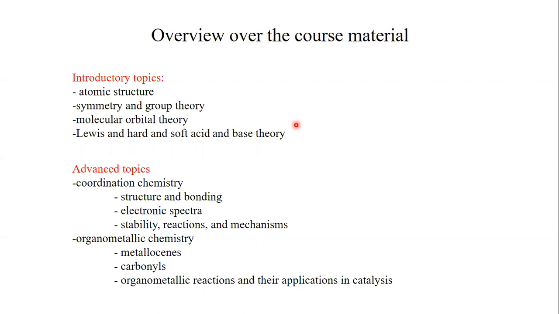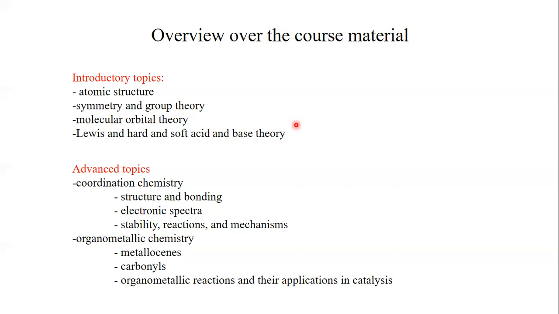The second topic will be symmetry and group theory. Symmetry and group theory are mathematical concepts, but they have a lot of application in chemistry, in inorganic chemistry, in organic chemistry, and also in coordination chemistry. They are particularly useful for chemical bonding. For that reason, I will teach a chapter about symmetry and group theory, and then in the next chapter apply symmetry and group theory to chemical bonding, in particular to molecular orbital theory.